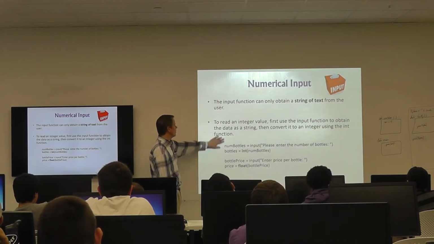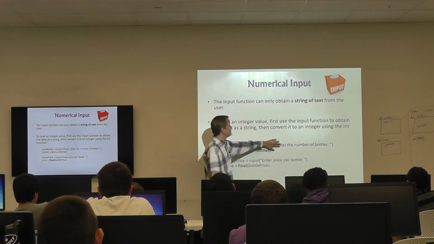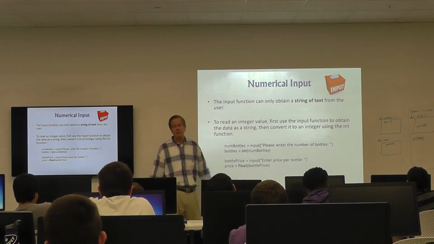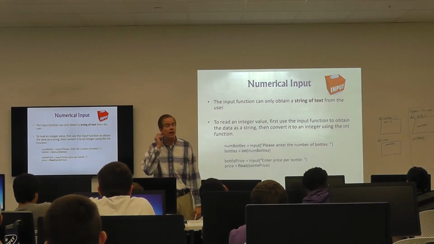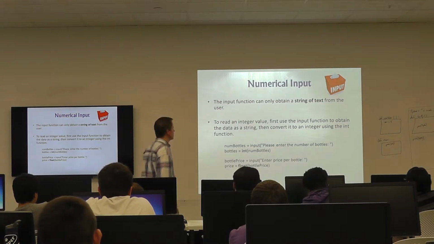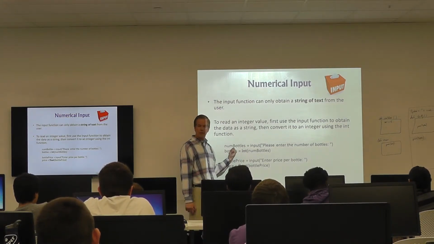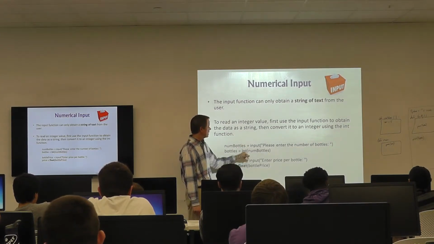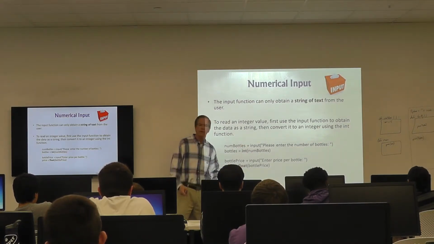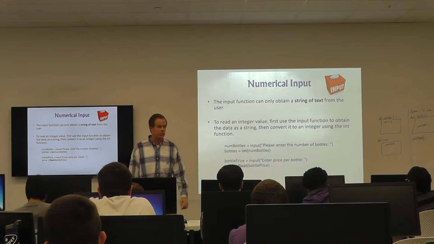So what happens is, num bottles equals input. Please enter the number of bottles. They typed in some fantastic number, but it comes in as a what? String. So we have to convert it. So we say int num bottles. We actually put the number in there. If they entered 100 bottles, it comes in as a string. Put int around it, it's going to convert that string into a number, we're good to go.